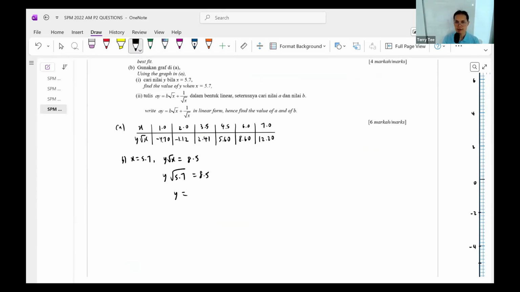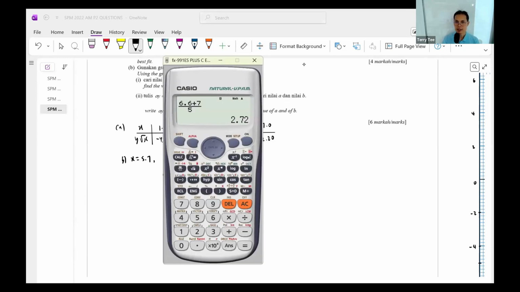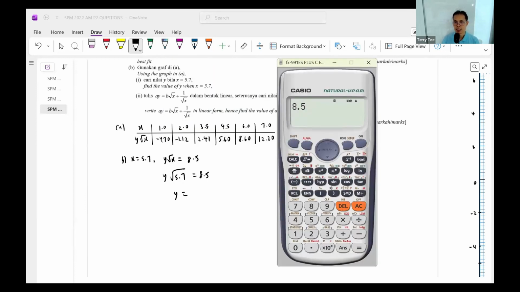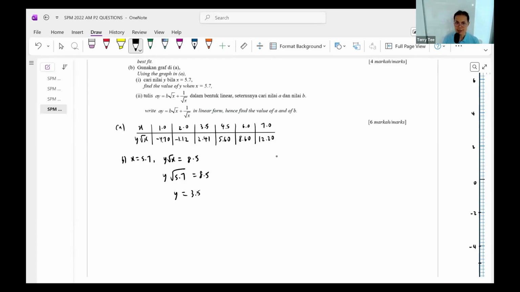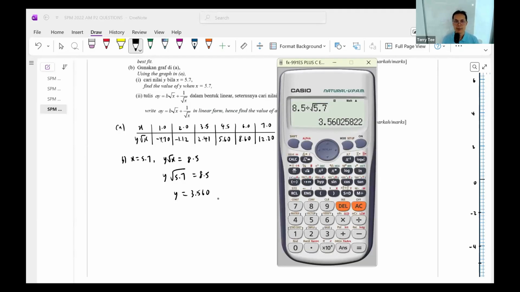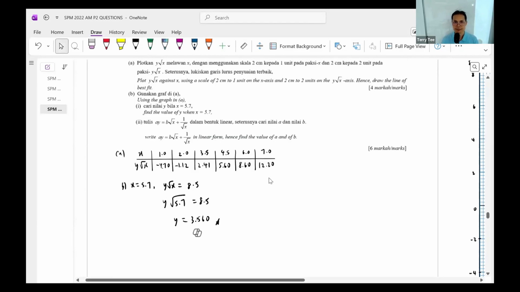So your 8.5, you need to divide by square root 5.7. My y is 3.56. Yeah, 3.56, 3.560. Always give answer correct to 4 significant figures. Okay, we're not done yet.